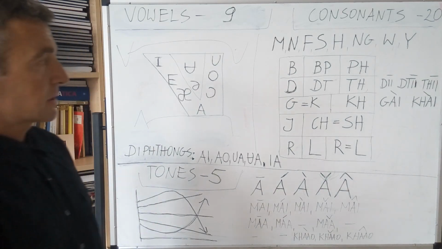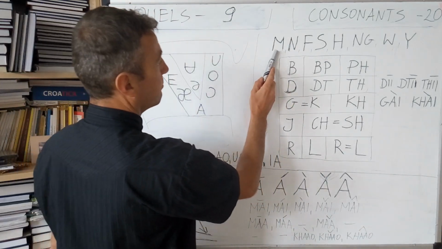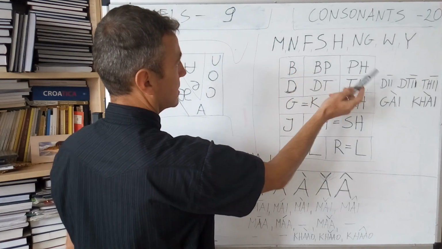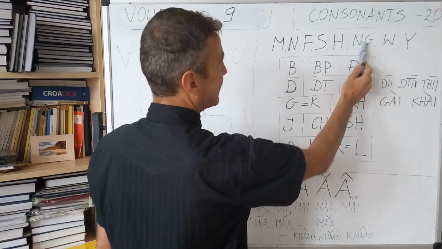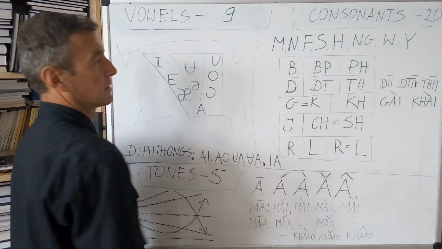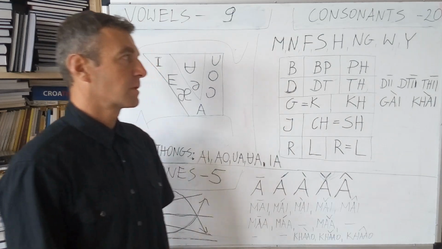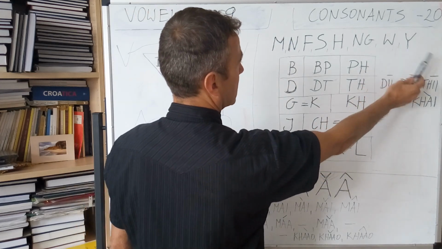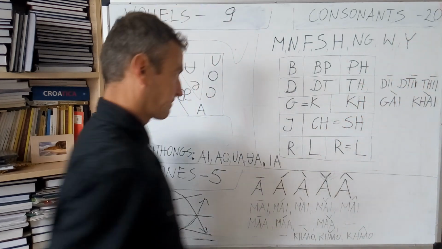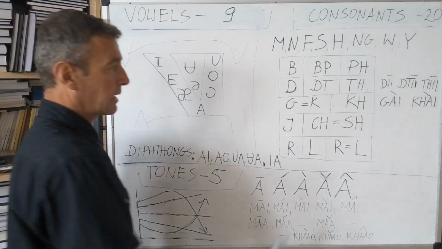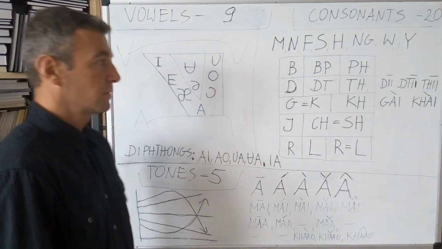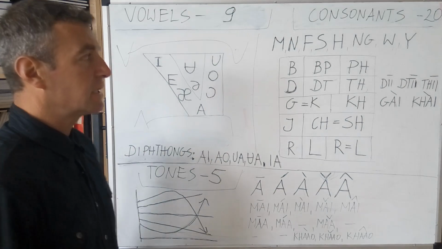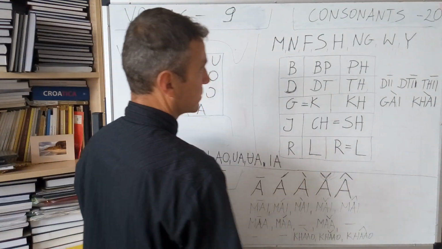As regards consonants, there are 20 of them, and they are M, N, F, S, H, N. Right? So it's a velar sound that is obtained in the word sing, for example. N, then W and Y. In Thai, there are some sounds that are similar to one another, but they in fact change the meaning, right? So we have to be careful not to confuse them.